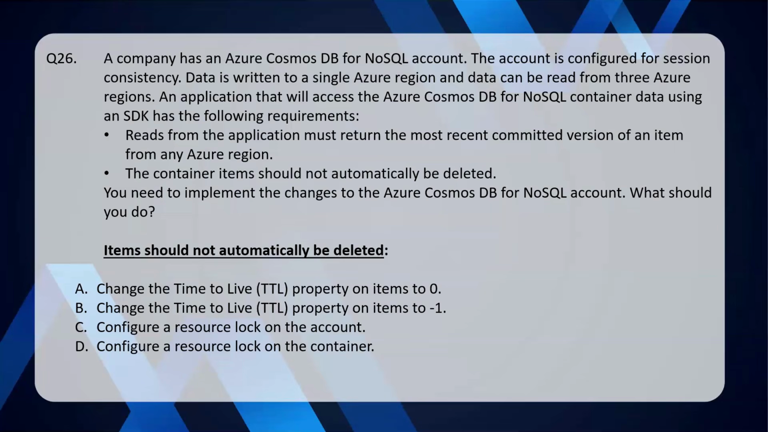Now, time to live is used in Cosmos DB to automatically delete items after a specified time, and to prevent auto deletion, you must set TTL to -1. Setting TTL to 0 seconds means items are deleted immediately after insert, and configuring a resource lock on the account or container prevents accidental deletion of the entire resource, not data within the container.